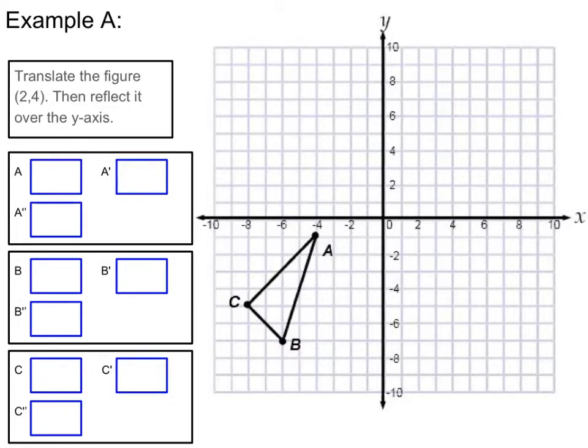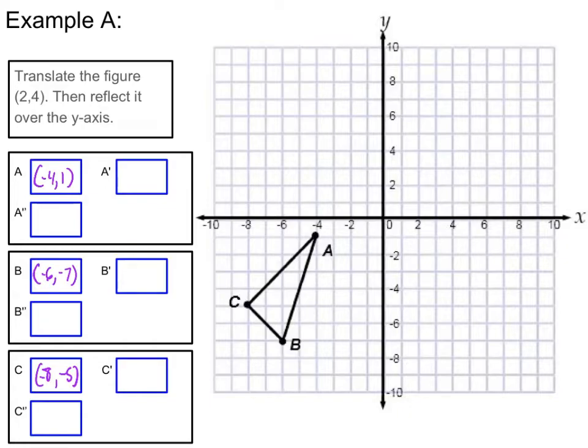And I'm going to start by doing that by writing down all of the points that we already have. So A is at -4, 1. It looks like B is at -6, -7. And C is at -8, -5. So we've got all of our points written down that we have already.